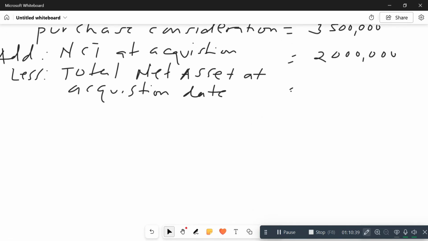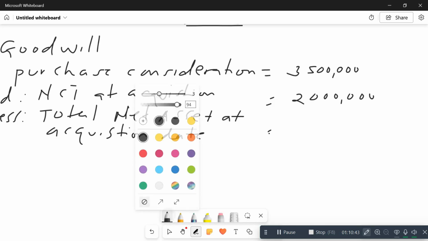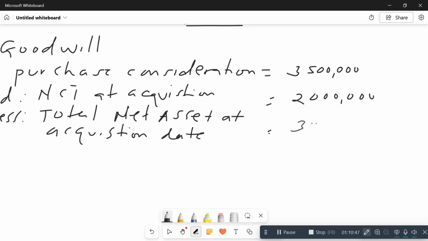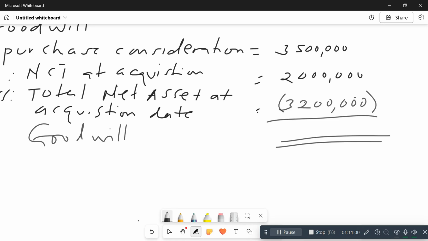Total net asset at acquisition is 3.2. When you subtract, you still come up with your goodwill of 2.3.